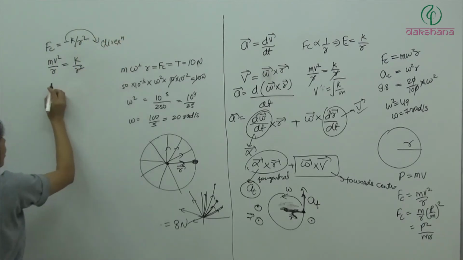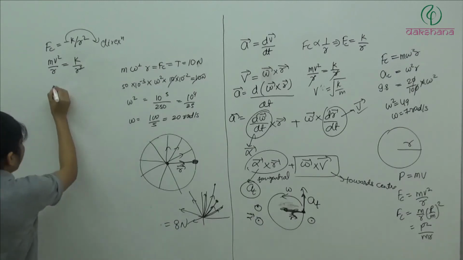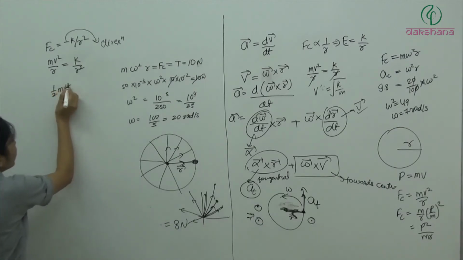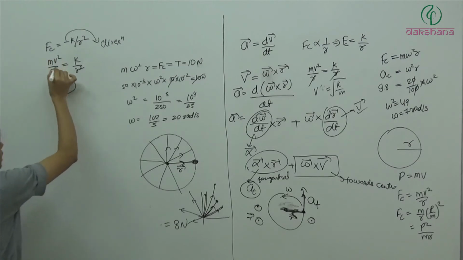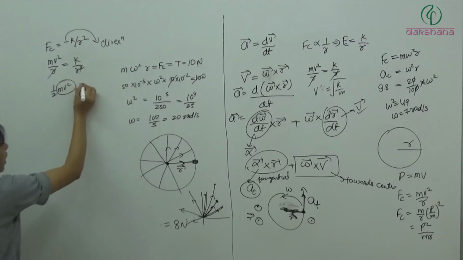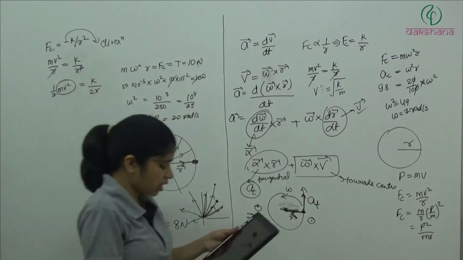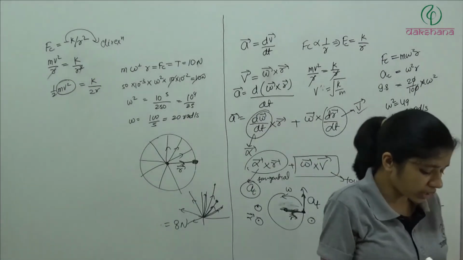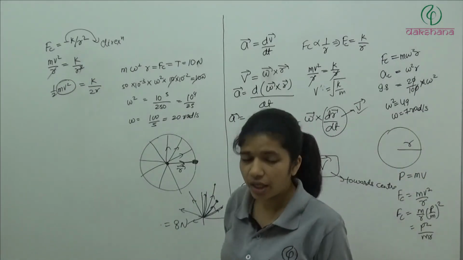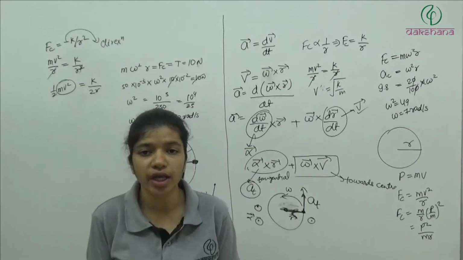Clear? So now I want to find out the total kinetic energy. Kinetic energy is half m v square. Can I find mv square from this? Yes. If you cancel this, we will get mv square. mv square is k by r. So half mv square is k by 2r. So the total kinetic energy of the particle will be k by 2r.